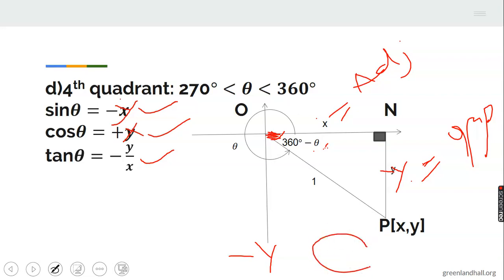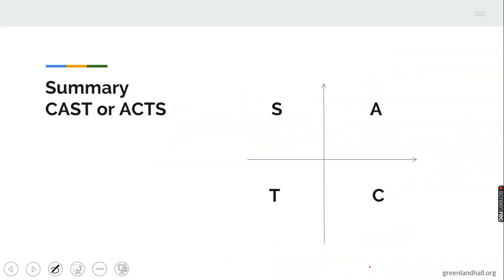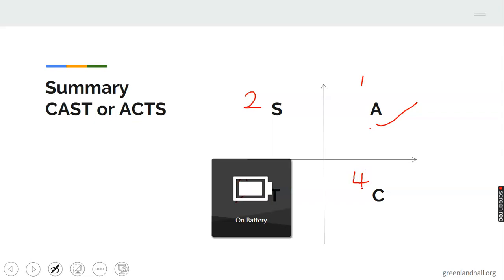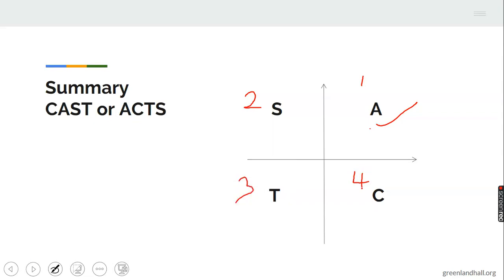So the summary of everything now is this. All are positive in the first quadrant. Only sine is positive in the second quadrant. Only tan is positive in the third quadrant. And lastly, only cosine is positive in the fourth quadrant. Very important.